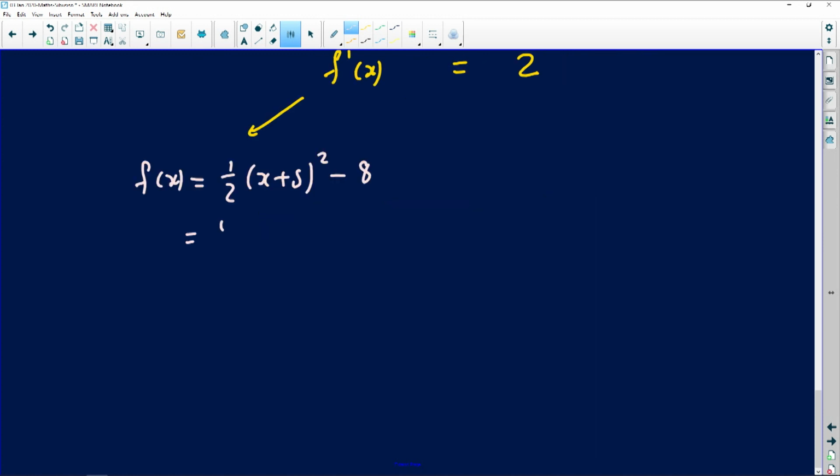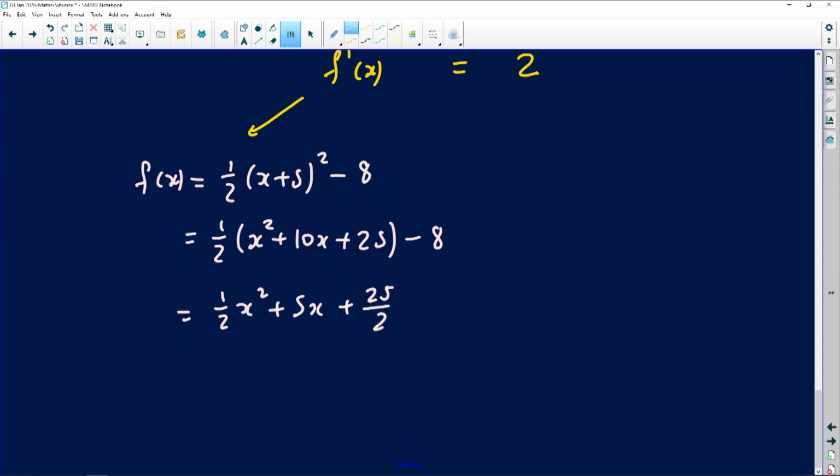It's not in the right form to differentiate, so I'm going to have to expand the bracket. It's going to be x squared plus 10x plus 25. This is how you square a binomial, minus 8. Then we multiply by half. We get half of x squared, plus 5x, and then 25 over 2 minus 8. Eventually, you end up with half x squared plus 5x, plus 25 over 2 minus 8.